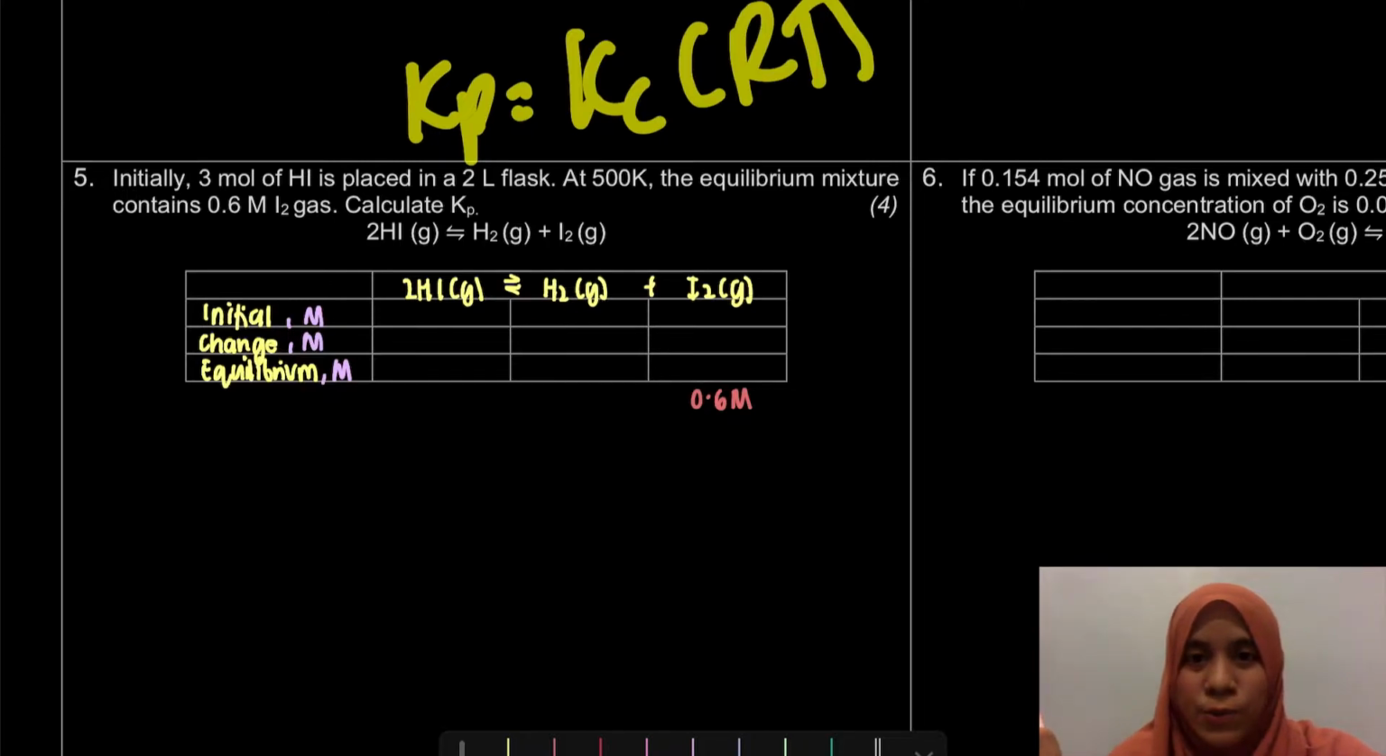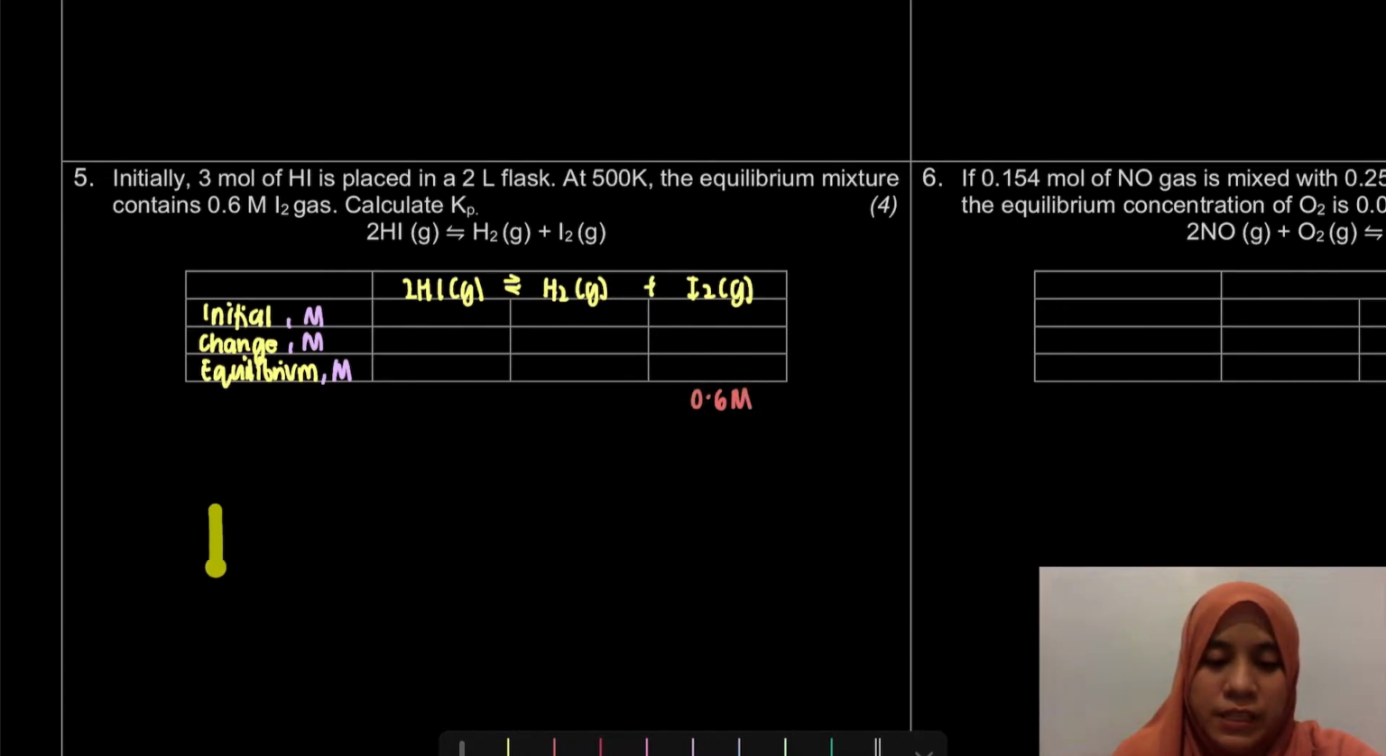We have to relate. So, this is actually the example where we will relate back. We're going to combine our knowledge about the ice table and the equation. Because now the only information that we have is concentration. So we have to find our Kc first. Later, then we can find our Kp.